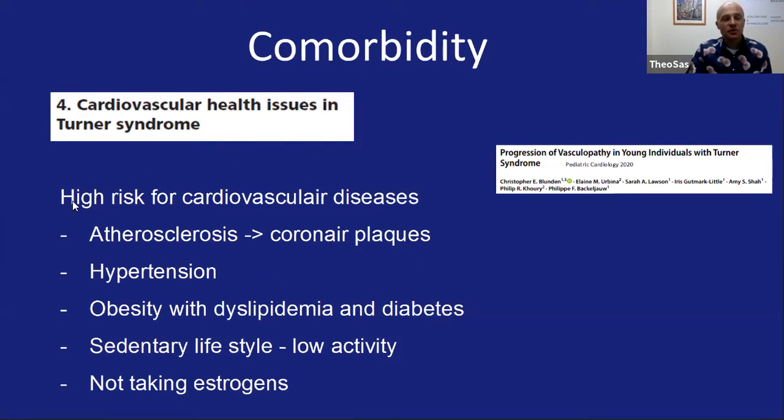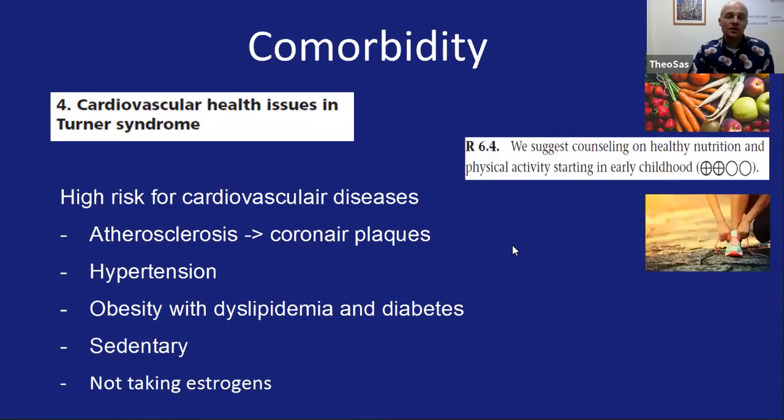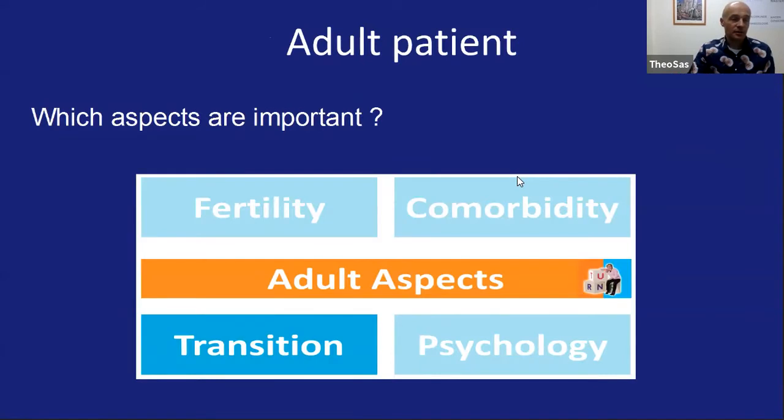But there are other cardiovascular diseases, and I told you before when starting that they die earlier than their healthy peers. And there's an increased risk of all these things, and perhaps there is a vasculopathy which plays a role already at a young age. So it is very important for us as pediatricians to stress physical activity and a healthy lifestyle.